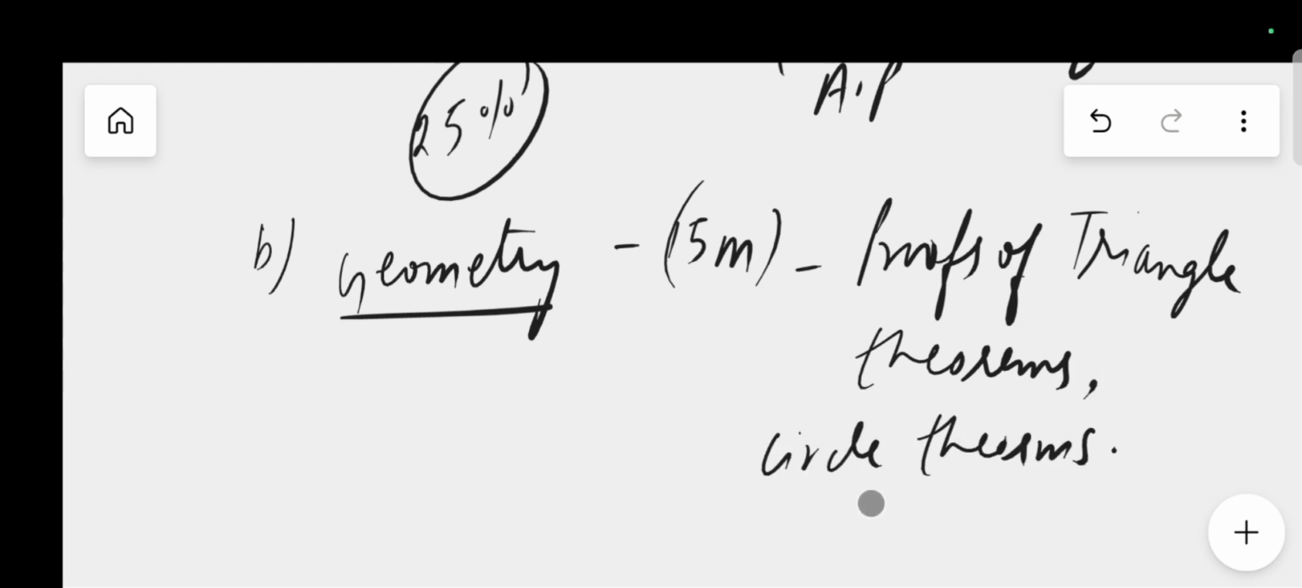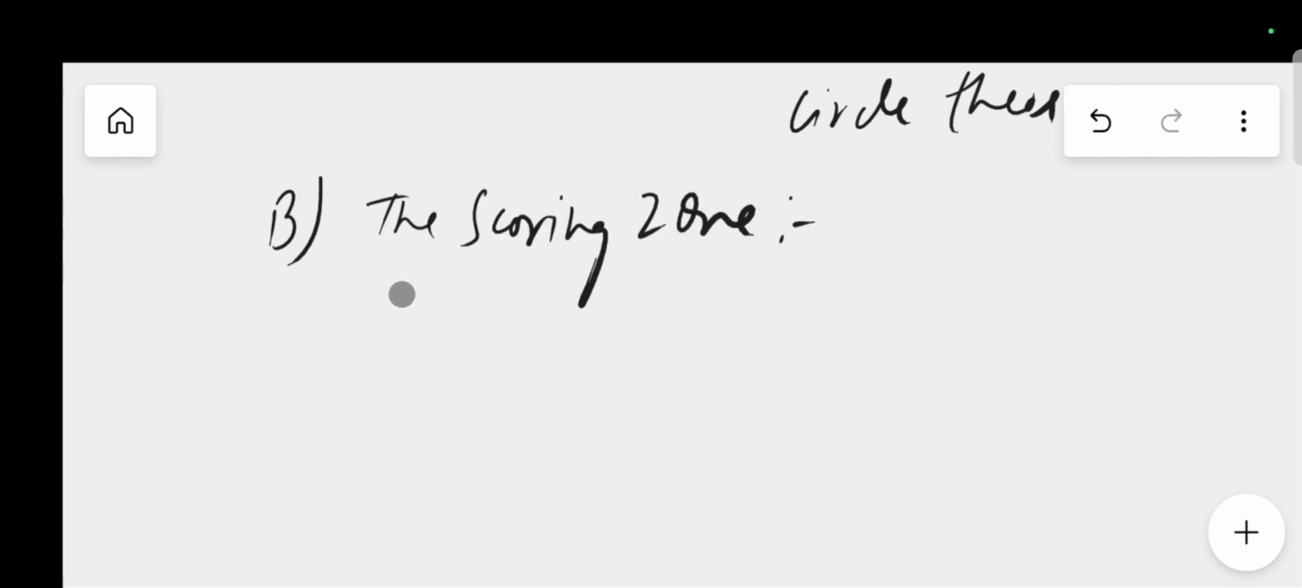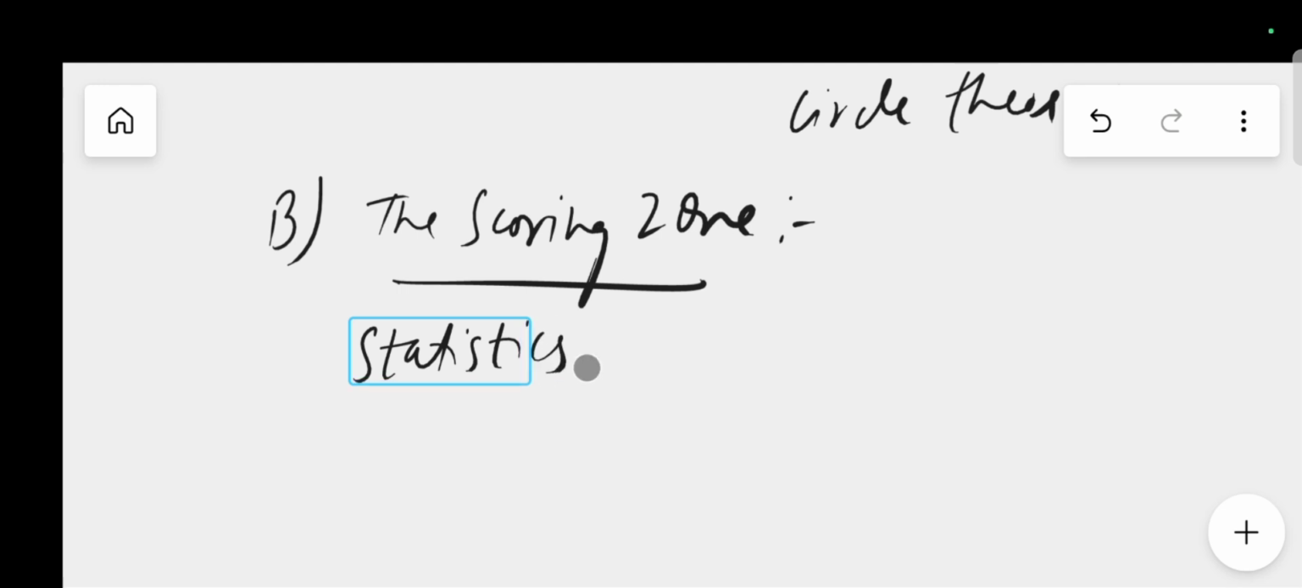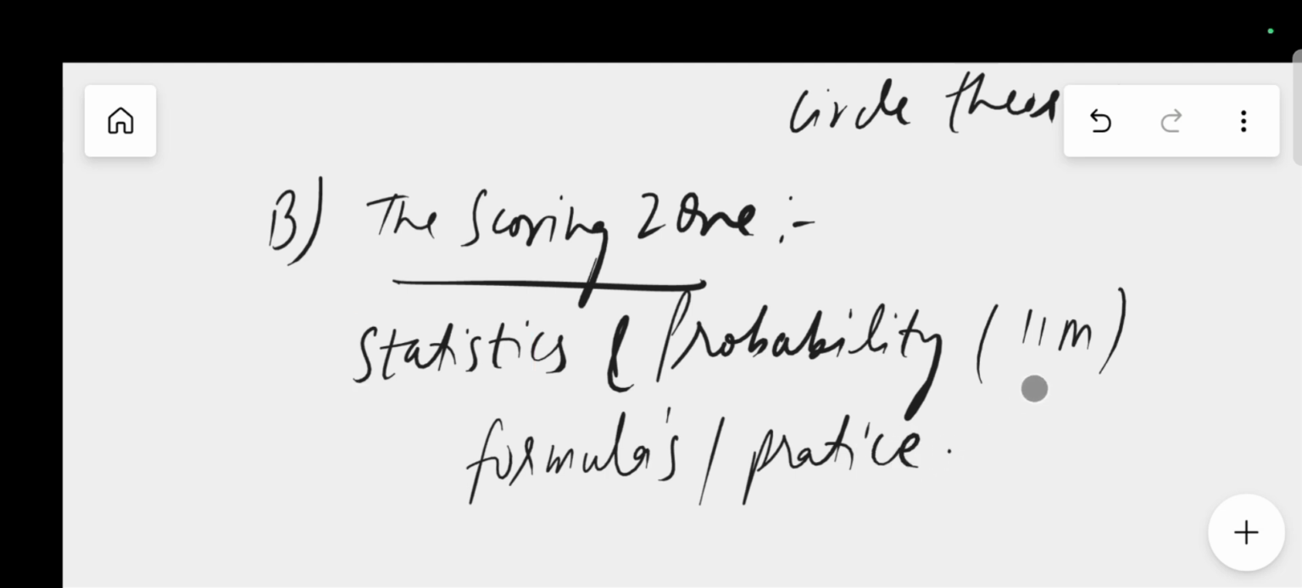After this, the second main category is the scoring zone. The first category is the big pillars, and the second is the scoring zone. In this scoring zone, I always tell my students not to ignore the statistics and probability chapters. These 11 marks are the easiest to get. 11 marks come directly from these two topics. It is just formulas. You only have to learn the formulas, implement them, and practice. So you will easily score those 11 marks.